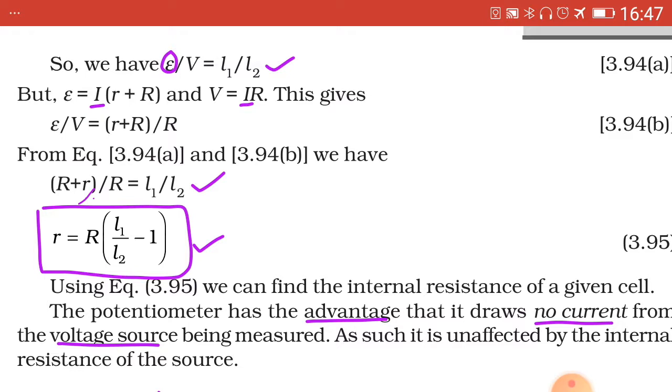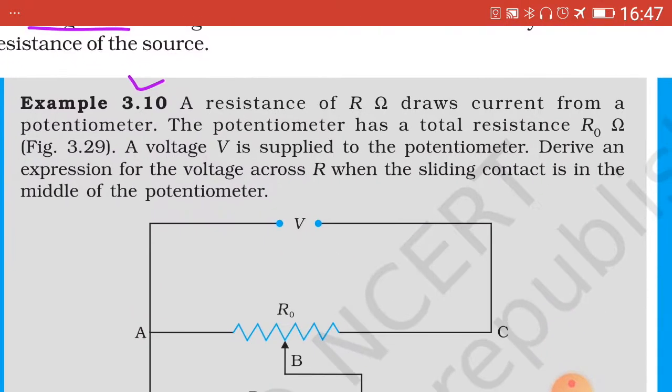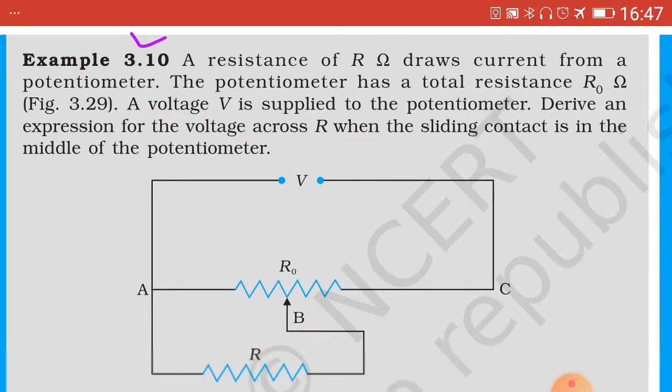Now, this topic is over, and we refer example 3.10, 3 marks.